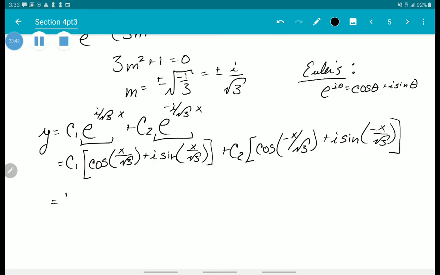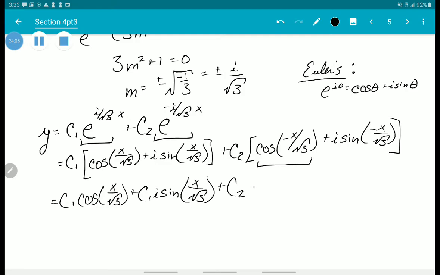And now you want to simplify that. So I'm going to do a couple things in one step here. I'm going to distribute that C1, and then I'm going to think about distributing that C2 and think about even odd properties. We know cosine is even, so cosine of negative x over square root of 3 is the same thing as cosine of positive x over square root of 3. We know sine is odd, so that's going to be equal to the negative of C2 times i times sine of x over square root of 3.